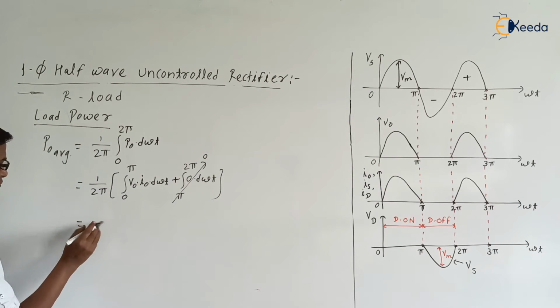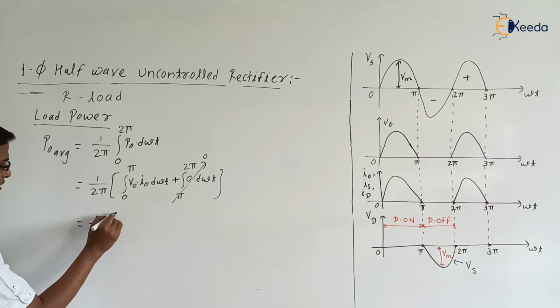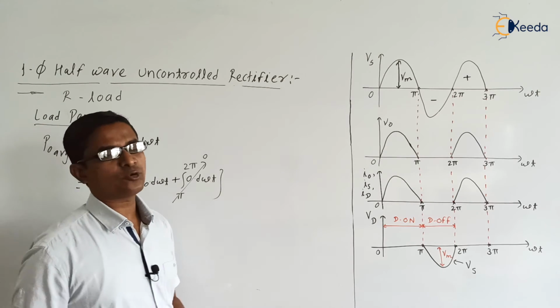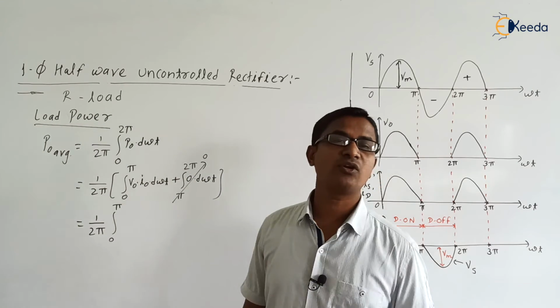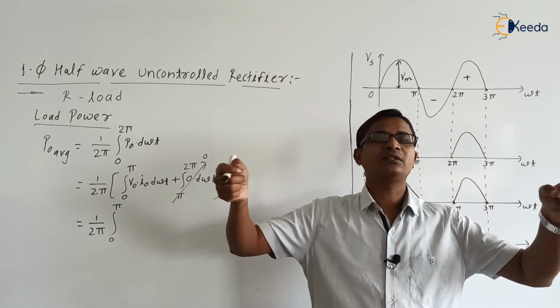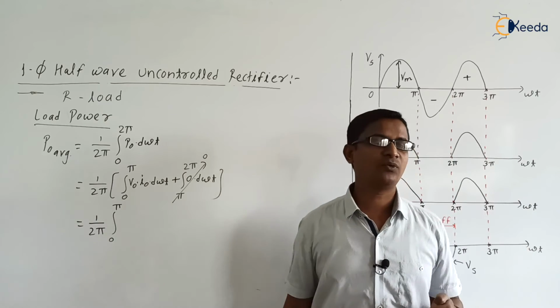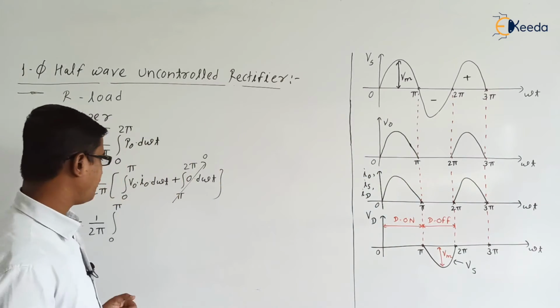Okay, so from this we can write it as equal to 1 by 2 pi integration from 0 to pi. What is the V0 during 0 to pi? Check the previous video. During 0 to pi, the diode is in the on state. So what is the V0? V0 is the same as that of the supply voltage. So it is equal to Vm into sine of omega t, right?